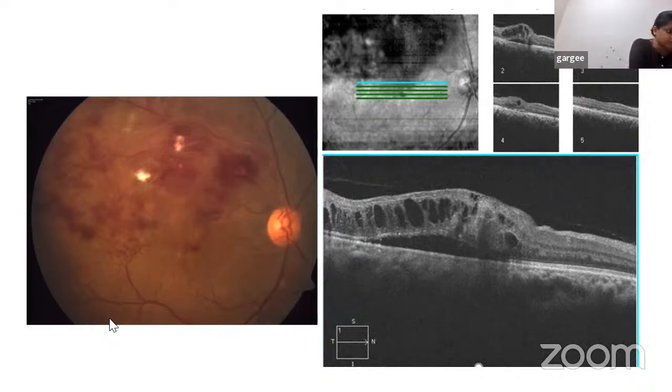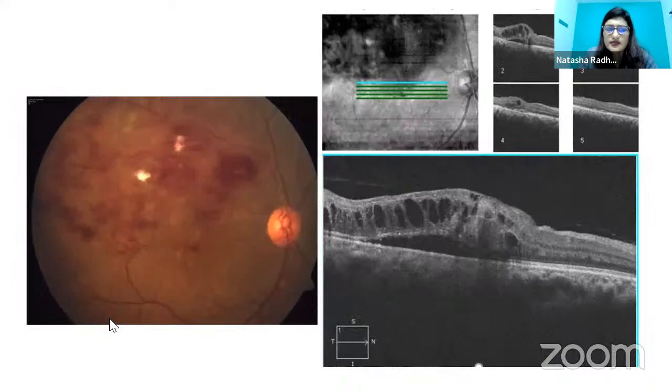Okay. So here these cysts, you can see that they're extending actually throughout the thickness. Both outer and inner layers are being involved in those cystoid changes towards the temporal side. The rest, towards the nasal side, the cysts are mainly involving the inner retinal layers.